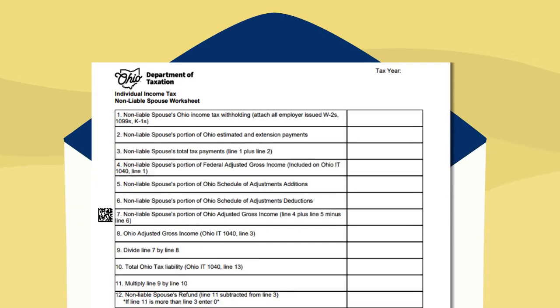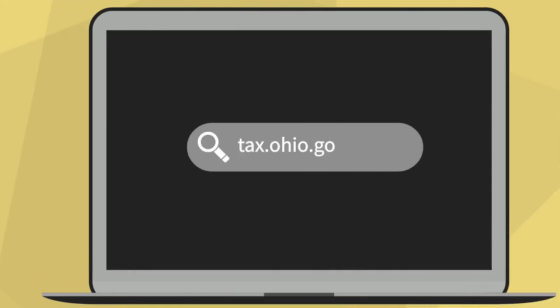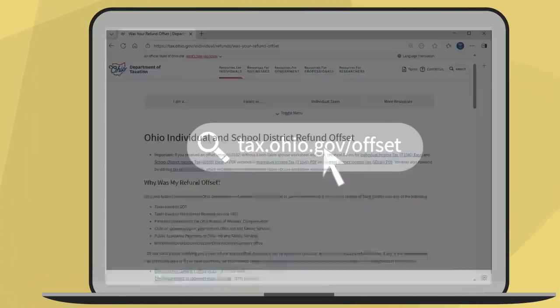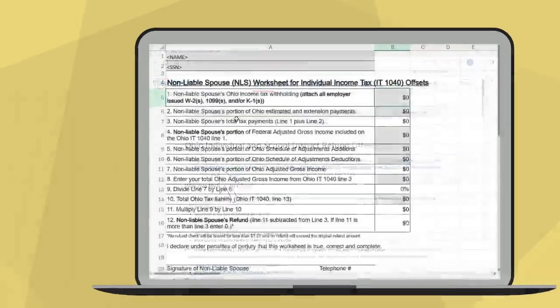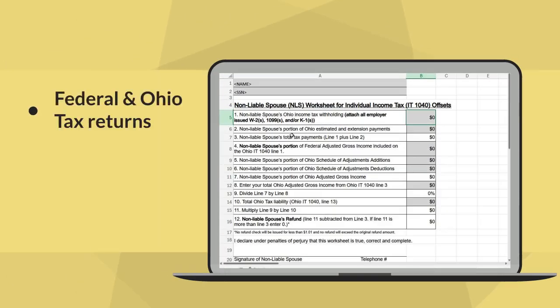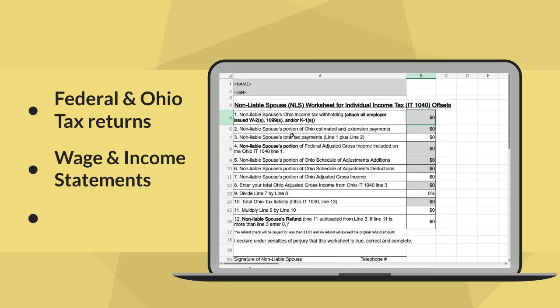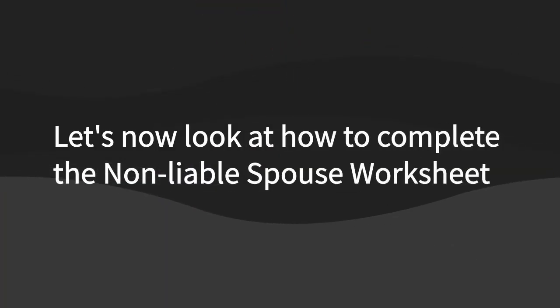The NLS worksheet is included with your offset letter and is also available at tax.ohio.gov/offset. Before you get started, make sure you have these items ready: your federal and Ohio tax returns, all wage and income statements like W-2s and 1099s, and a calculator. Let's now look at how to complete the non-liable spouse worksheet.